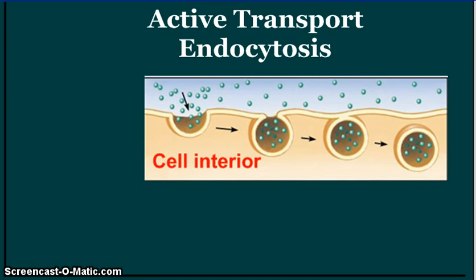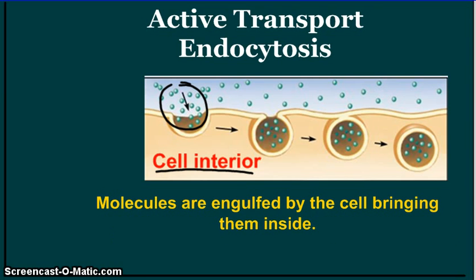Again, we have the cell interior. In this case, the molecules right here are engulfed by the cell and brought into the inside of the cell, forming a vesicle. So here is our vesicle. Both of these are active transport because it requires the cell to use energy to engulf the molecules or to push the molecules outside of itself. To move that vesicle around, to fuse it with the cell membrane, requires energy.